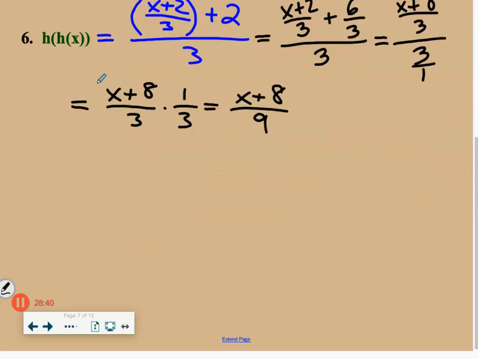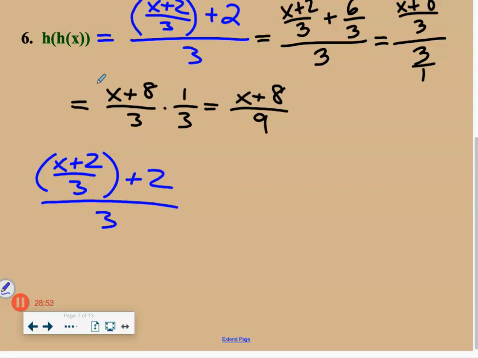Now, I'm going to start over. So we have x plus 2 over 3 plus 2 over 3. I'm starting over. I'm going to show you a different way. Okay? Okay, this is the price method. It's not my method. I didn't make this up. This has been around for years.